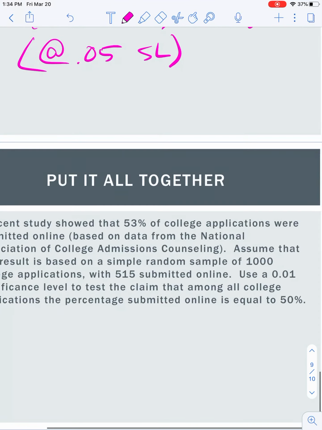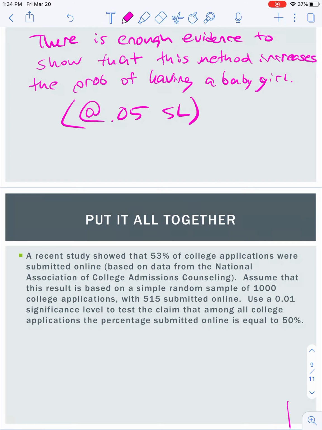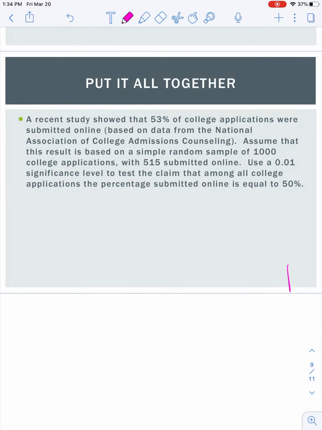So one more problem, putting it all together. This is our last regular example here in our notes. Okay, a recent study showed 53% of college applications were submitted online. Assume that this result is based on a simple random sample of 1,000 college applications, 515 submitted online. Use a 0.01 significance level test to test the claim that among all college applications, the percentage submitted online is equal to 50%.